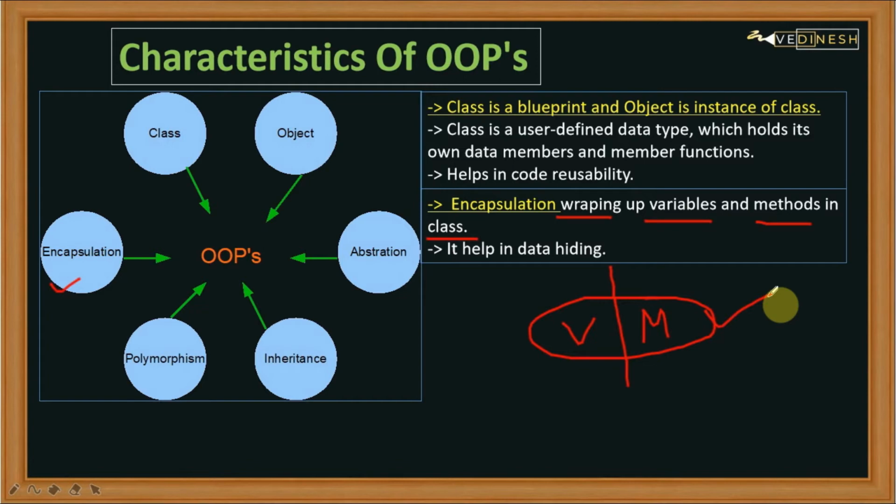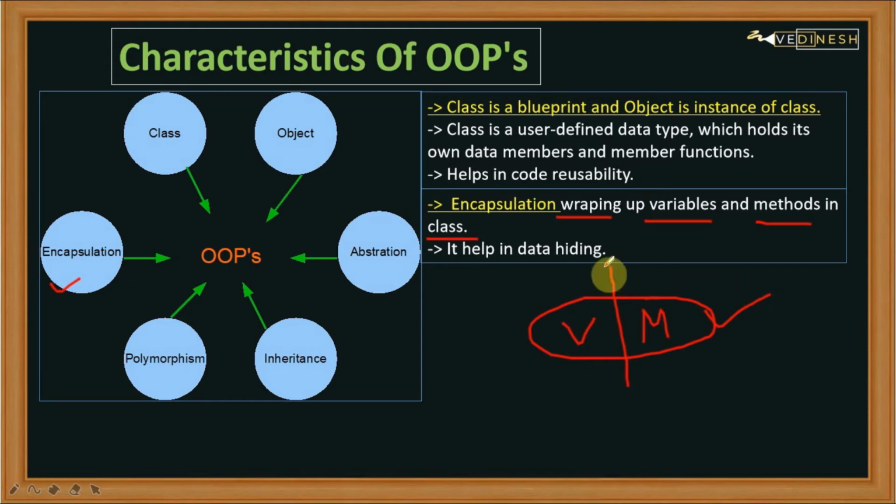Now you might be thinking, what is the benefit of it? In the previous lecture we have seen that when variables and methods are separate, then they produce complications. It means which function or method is using which variable is difficult to track. But when we combine them together, they become a single entity.